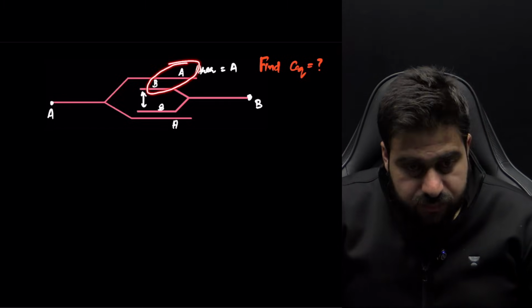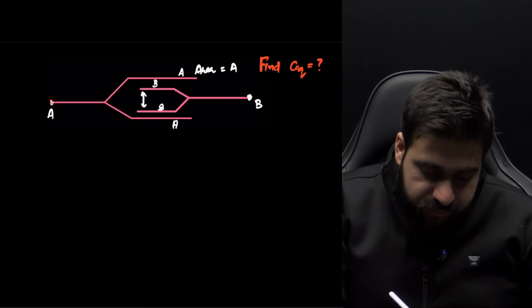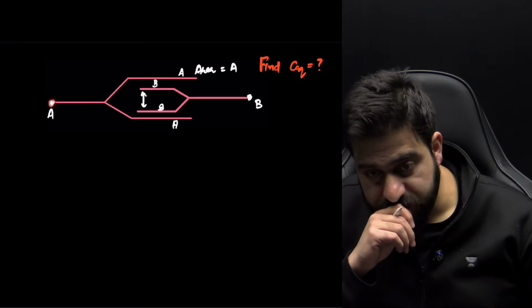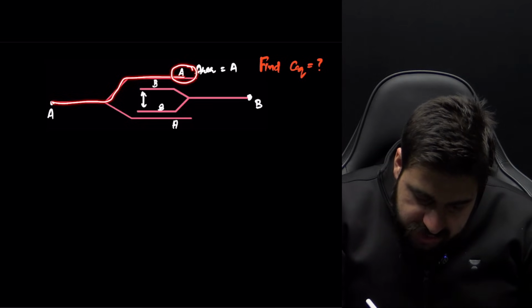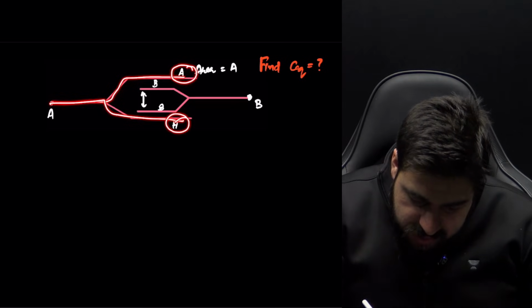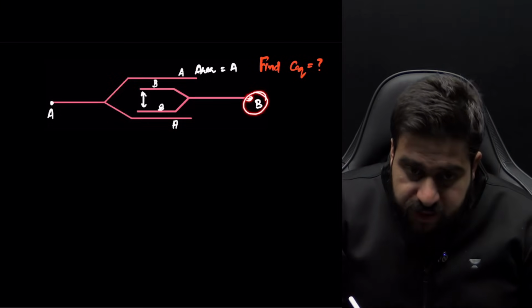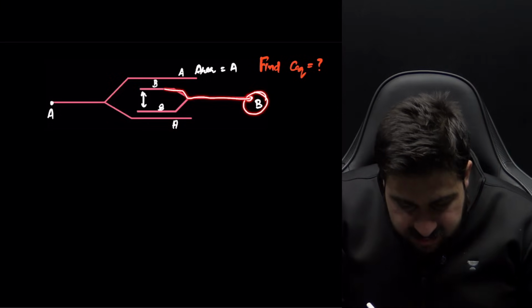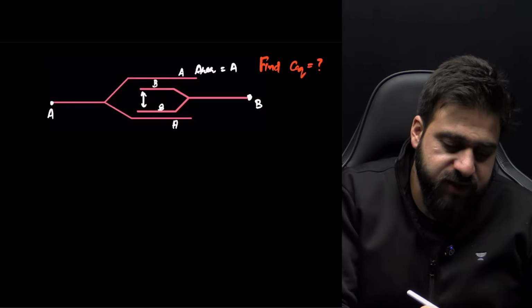If this is the point A, potential of this point is A. We say it is connected to this, so this will also have the same potential A. It is connected to this, so this plate will also have the same potential A. This potential is B. If this is B, this plate will also have the same potential B.